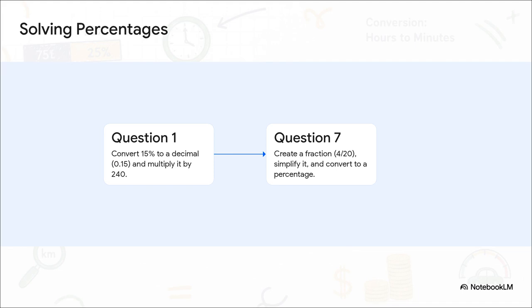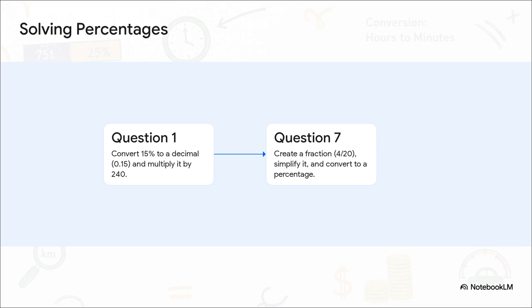So how do we solve them? For question 1, here's a little trick. The word "of" in math almost always means multiply. So we just turn 15% into a decimal, that's 0.15, and multiply it by 240. Boom!